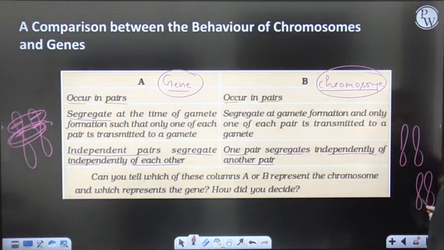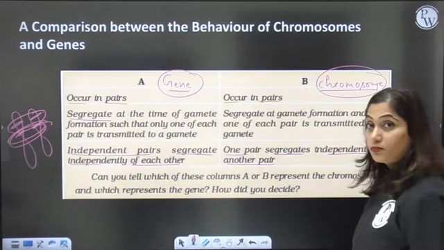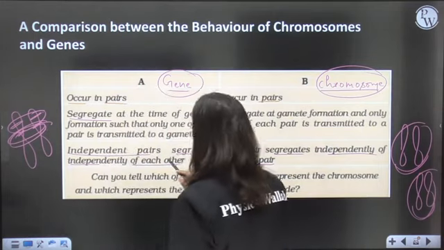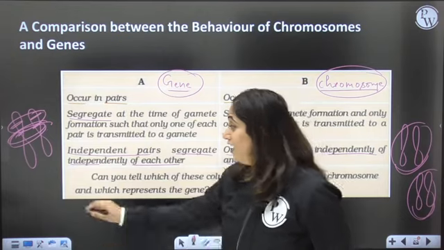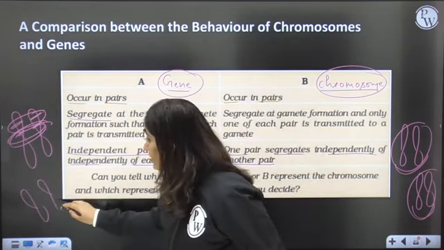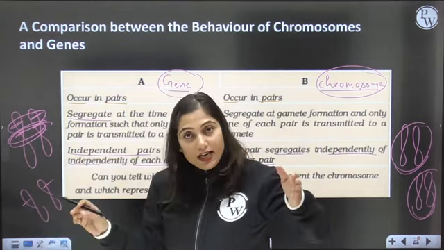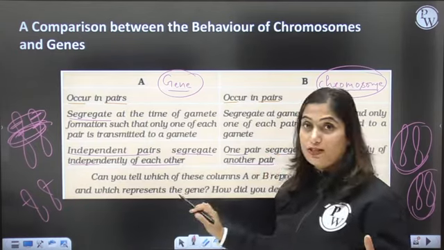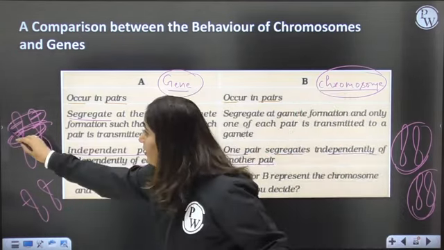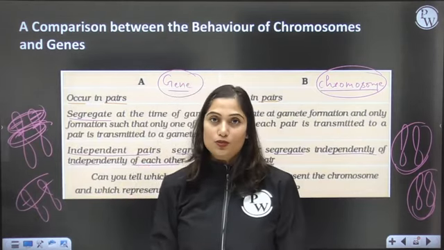But yes, in the case of chromosomes, one pair of chromosomes is always independent of the other pair of chromosomes, right? Independent pairs segregate independently of each other. This is correct. Independent pairs means the genes which are present on different chromosomes. Only independent pairs can segregate independently of each other. And what are these independent pairs? Independent pairs are the genes present on different chromosomes. Okay.